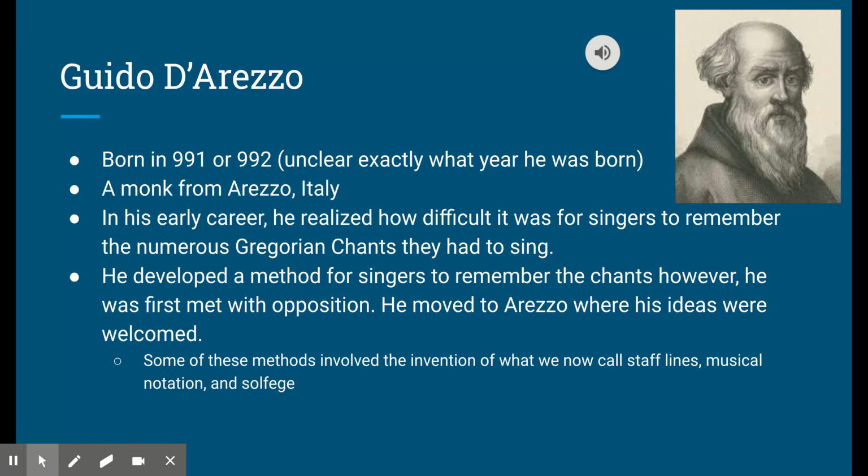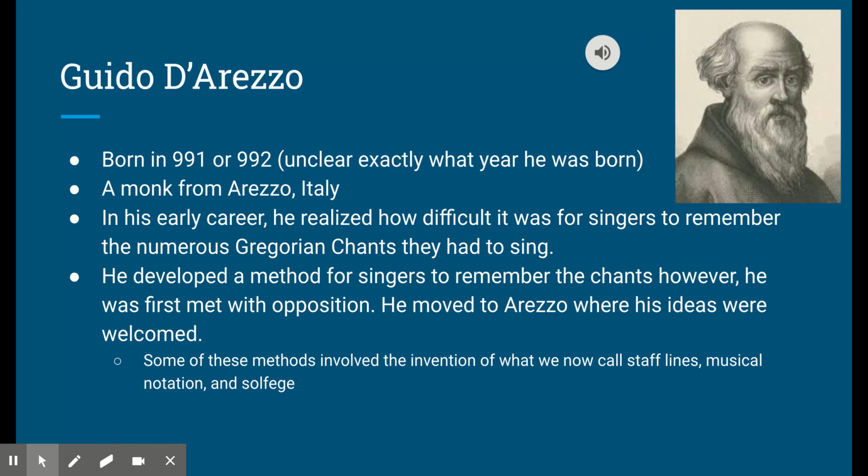Guido de Arezzo was born in 991 or 992. It is unclear exactly what year he was born, and that's because record keeping wasn't exactly their strong suit in the medieval period, or the records have disappeared since then. Guido de Arezzo was a monk from Arezzo, Italy.